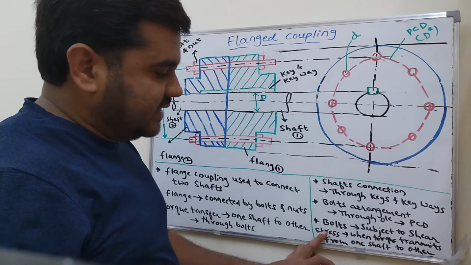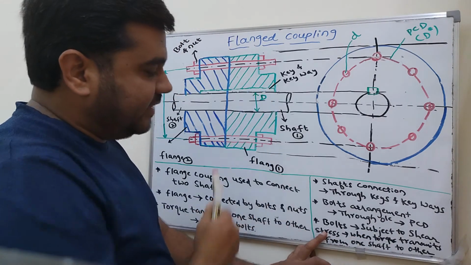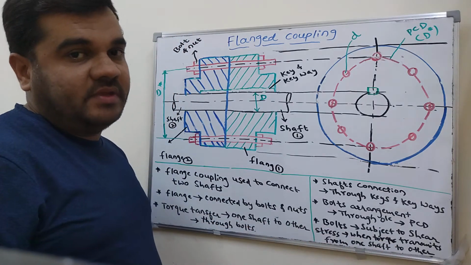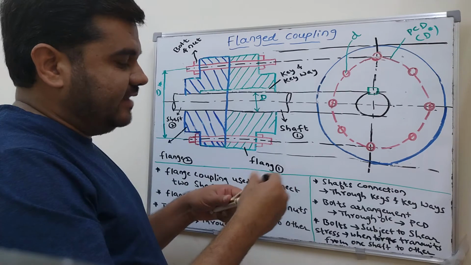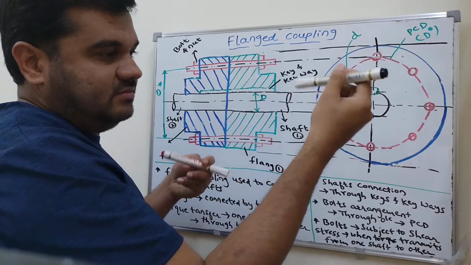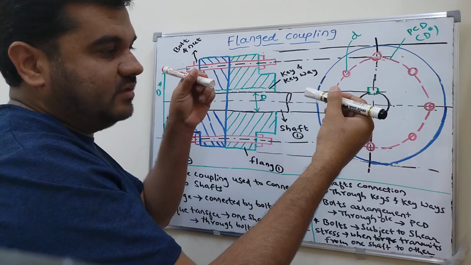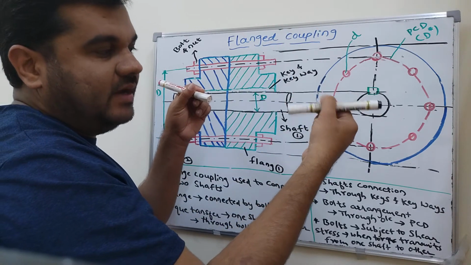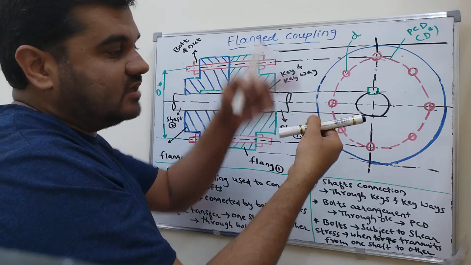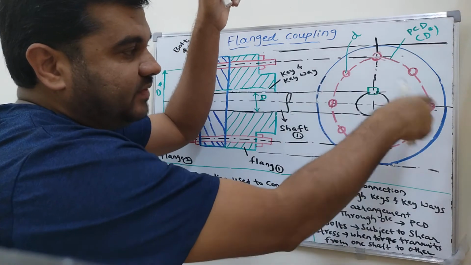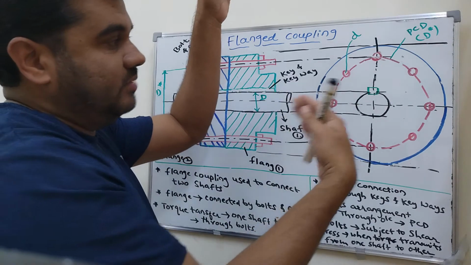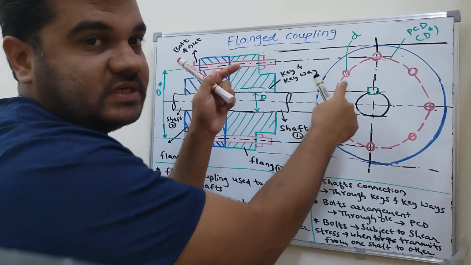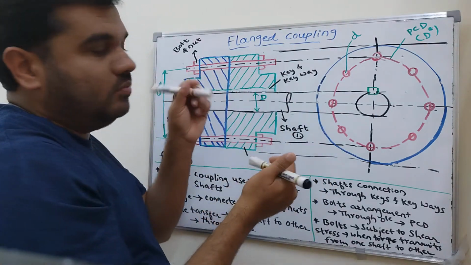bolts are subjected to shear stress. These bolts are subjected to shear stress when torque is transmitted from one shaft to another shaft. Listen here, how the power is transmitted. As I said, the torque is transmitted from the driver shaft to the driven shaft through the bolts. It means when the shear stress and torque are developed on the driver shaft, this is transferred to the bolts. The number of bolts here is 8. You can drill any number of holes and place bolts here. It is transferred to the bolts, then from the bolts it is transferred to the other shaft.